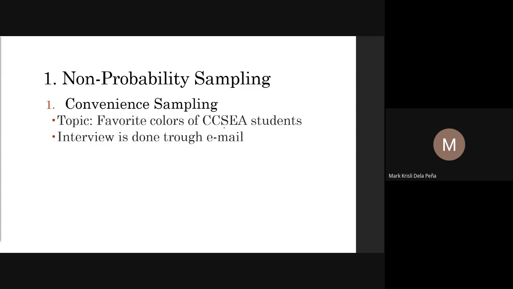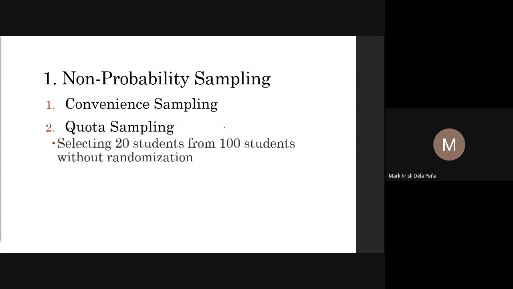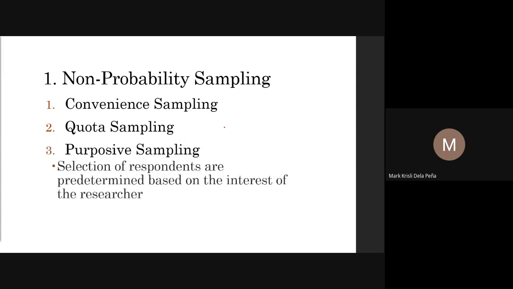So you have favorite colors of the CCS students, where your interview is done through email. That's based on the convenience of everyone. Then you have quota, where you're selecting only a specific number of students without randomization. You have purposive, the selection of respondents, which are predetermined based on the interest of the researcher. So these are examples of non-probability sampling.